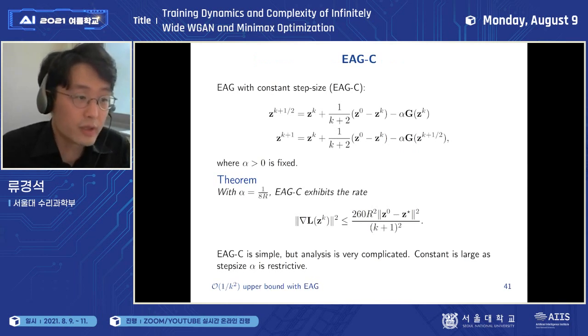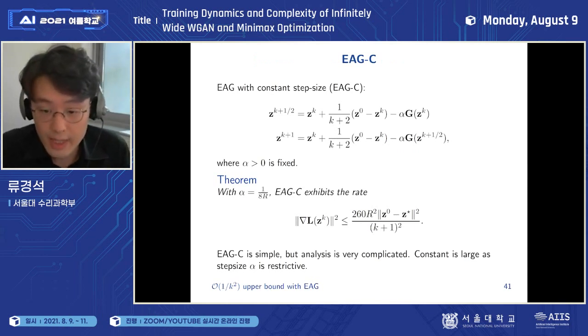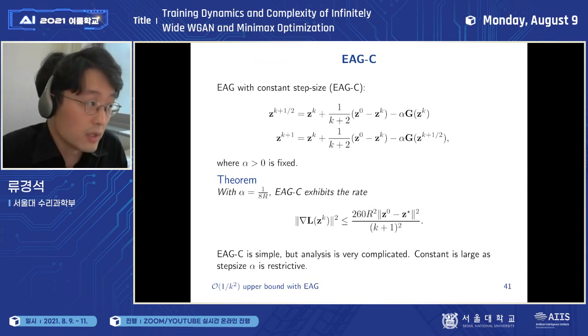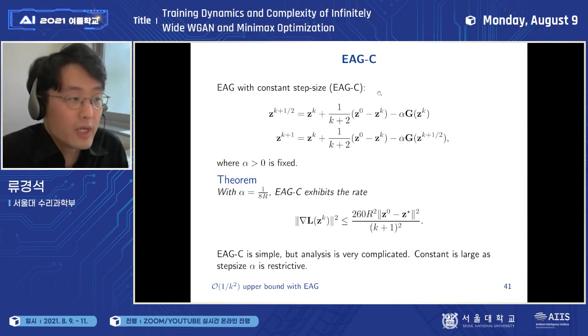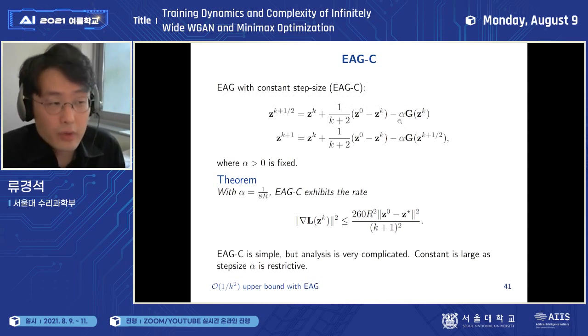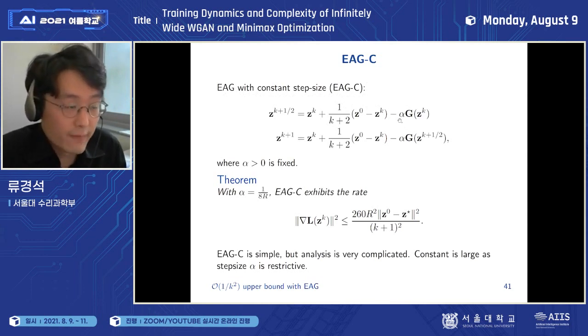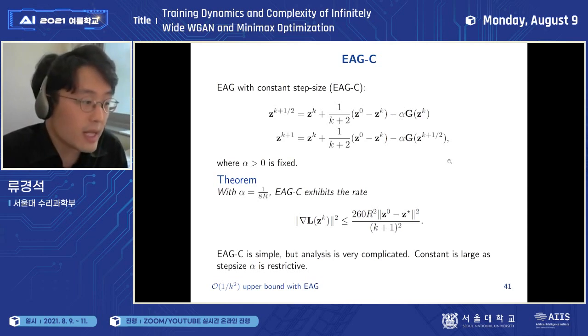In our work, we present two instantiations of the EAG algorithm. The first instantiation is what we refer to as EAG with constant step size, and we abbreviate it as EAGC. In this setup, for EAGC, the step size alpha k is no longer iteration dependent. So instead of alpha k, we just write alpha for the step size. This algorithm converges with a 1/k squared rate with a constant 260.